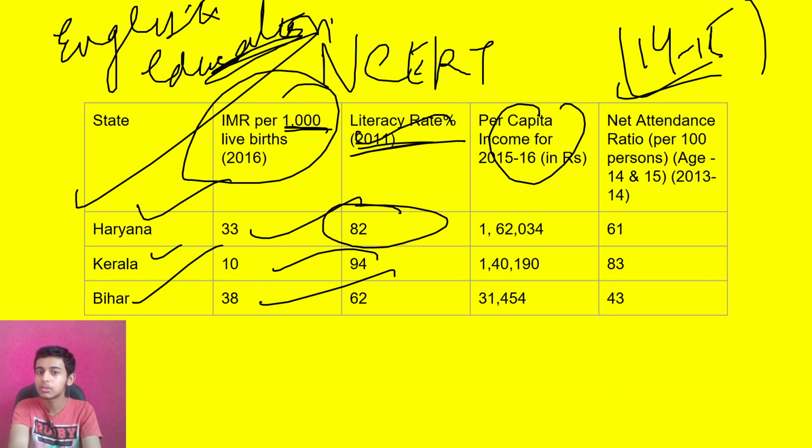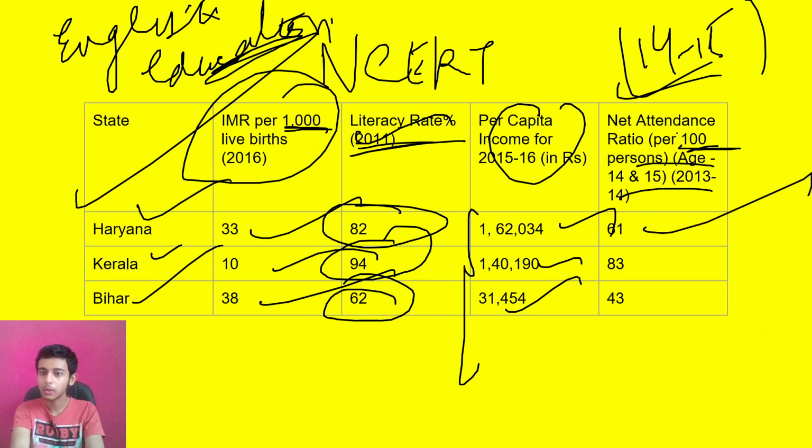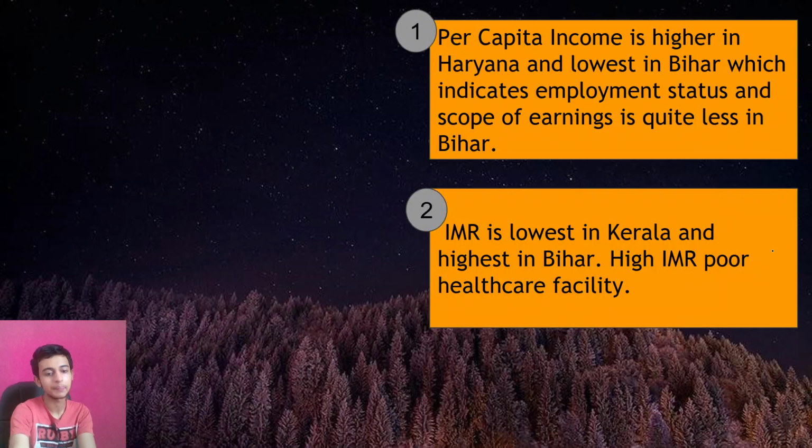In Haryana, if I talk about it, 82% people, children, are literate, in Kerala 94 and in Bihar 62 only. Per capita income, that is this of Haryana, Kerala is this and Bihar is this. So you can see in net attendance ratio per 100 persons age 14-15, in Haryana 61 students go to school out of 100, in Kerala 83 and Bihar 43.